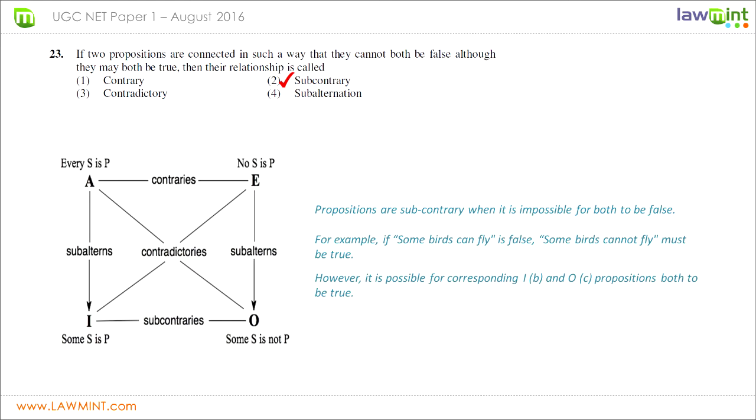For example, if the first proposition says some birds can fly and the second proposition says some birds cannot fly, then if some birds can fly is false, then some birds cannot fly has to be true. But some birds can fly also means that some birds cannot fly, which means that both can be true.